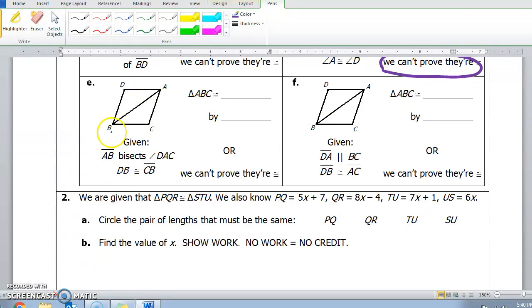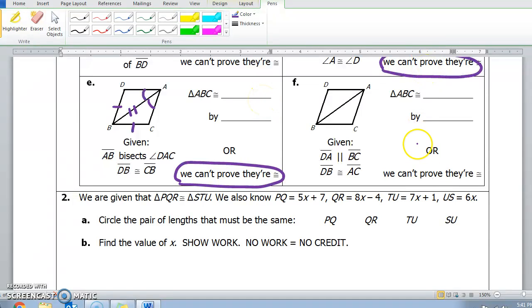Next, we have that AB bisects DAC, angle DAC. Whenever we bisect an angle, we are breaking it up into two congruent angles. So I have that angle DAB is congruent to CAB. Next, we have that DB is congruent to CB. Now we ask ourselves, is there anything else we can prove congruent? Which there is. AB is congruent to itself, AB, due to the reflexive property. So we have, once again, angle side side, which is not a congruence theorem. So we can't prove congruence. Like before, we have to leave this blank.